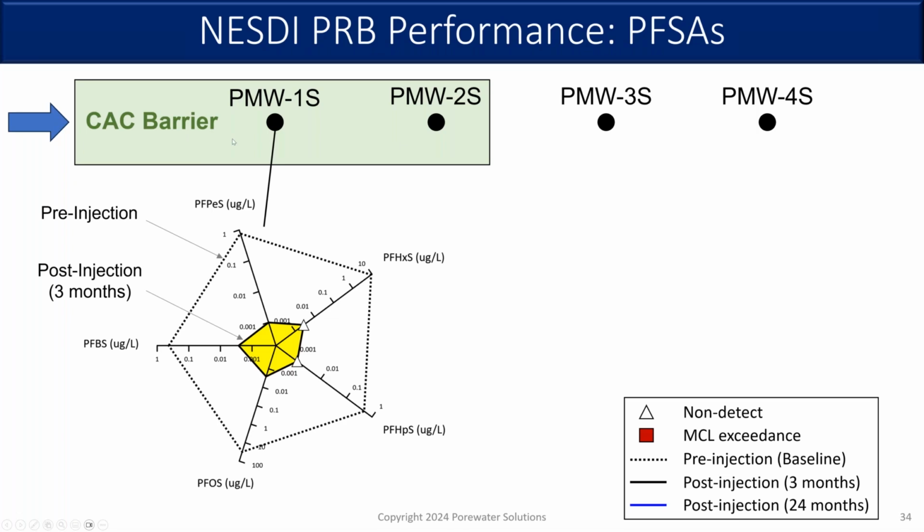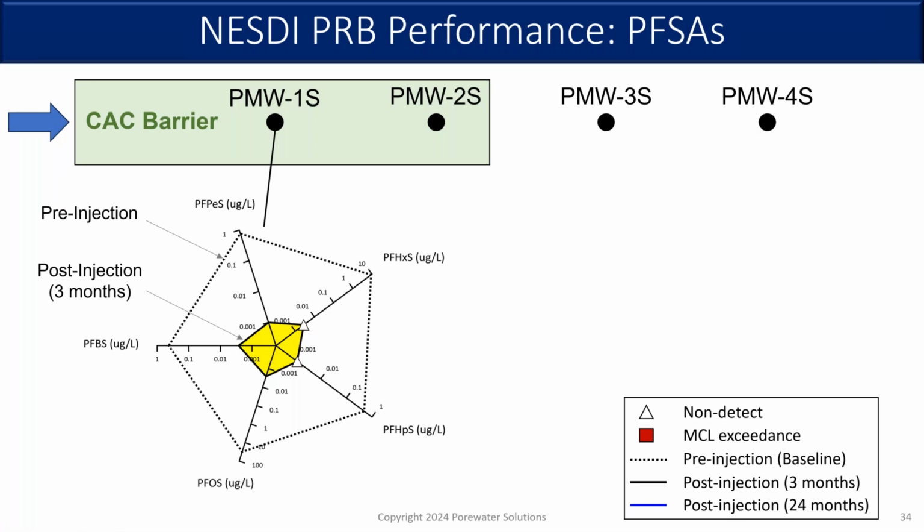So first I'm showing 2 data series on the first well in the barrier, 5 feet in. So the outer data series, that's a reference series. It's going to be the same for all the wells. These are the pre-injection PFAS concentrations before PlumeStop was injected. And the yellow data series, that's 3 months after the PlumeStop injection.